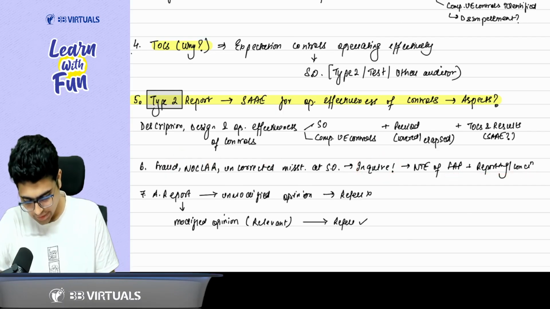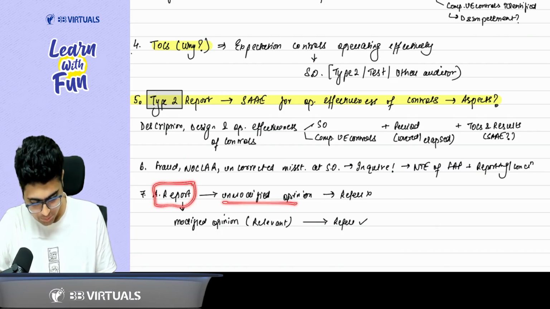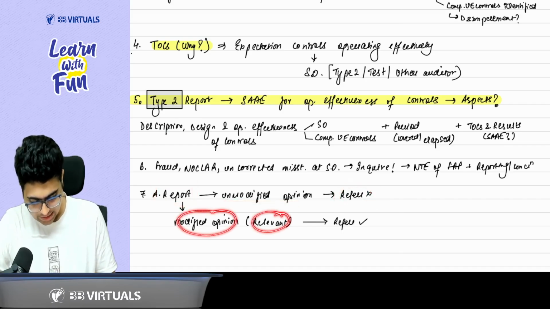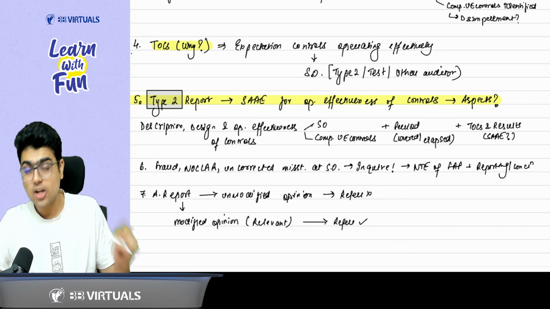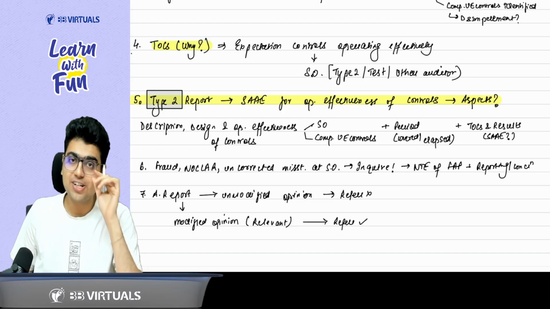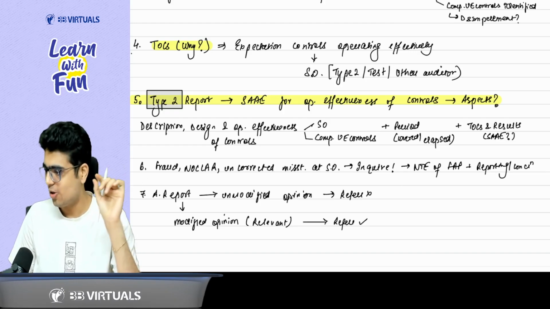And lastly, in the audit report, if it is an unmodified opinion, don't refer to the work of the service auditor. If it is a modified opinion and it is relevant, then you can refer, but it does not diminish your responsibility as a user auditor. It does not reduce your responsibility for the opinion in the audit report.